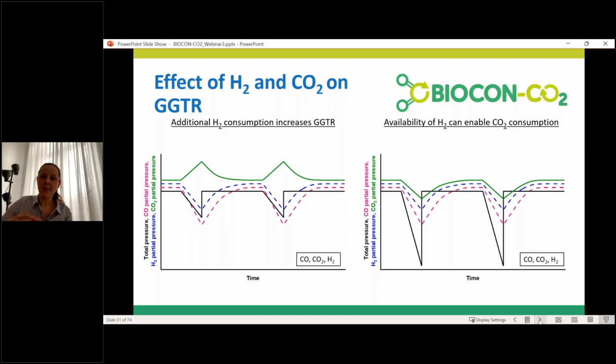increase the gross gas transfer rate, because when we have additional hydrogen which is consumed, of course the overall pressure will decrease. But also adding hydrogen to the system can enable some organisms to additionally consume CO2, so that we could go from an excess CO2 production also into an excess CO2 consumption, which is our overall goal in the BIOCON-CO2 project. So this is just an introduction to show you a little case study we performed with the gas shaker system. On the next slide.